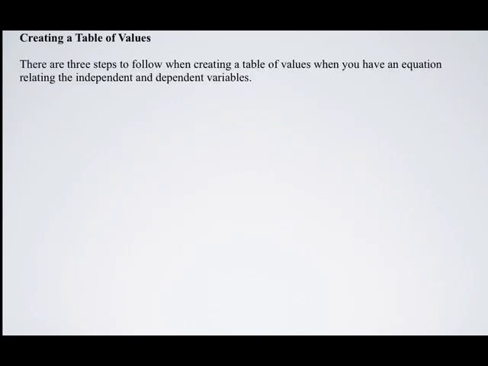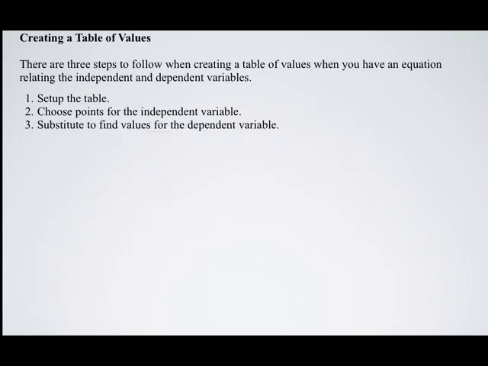Creating a table of values. There are 3 steps to follow when creating a table of values when you have an equation relating the independent and dependent variables, like we had in the previous example. The first step is set up the table. The second step is choose points for the independent variable. And the third step is substitute to find values for the dependent variable. You just saw an example of how we did this using Heinz and the food drive.